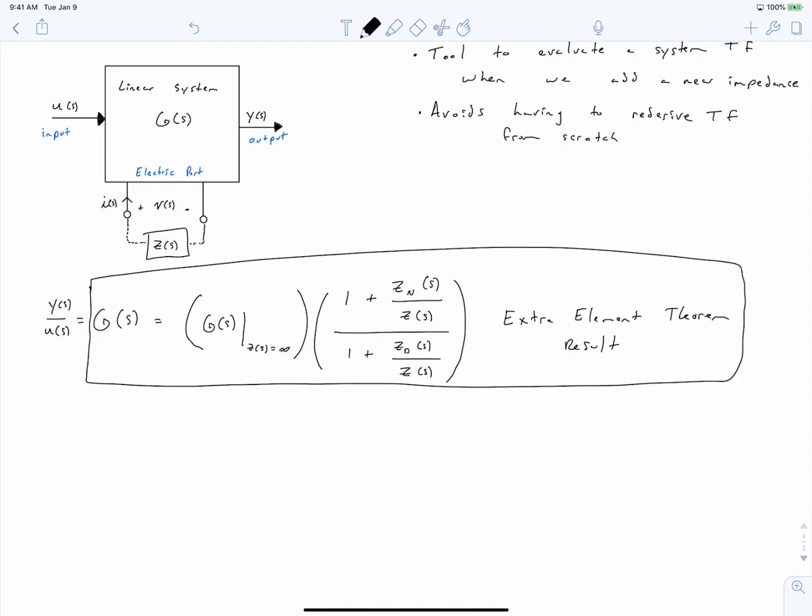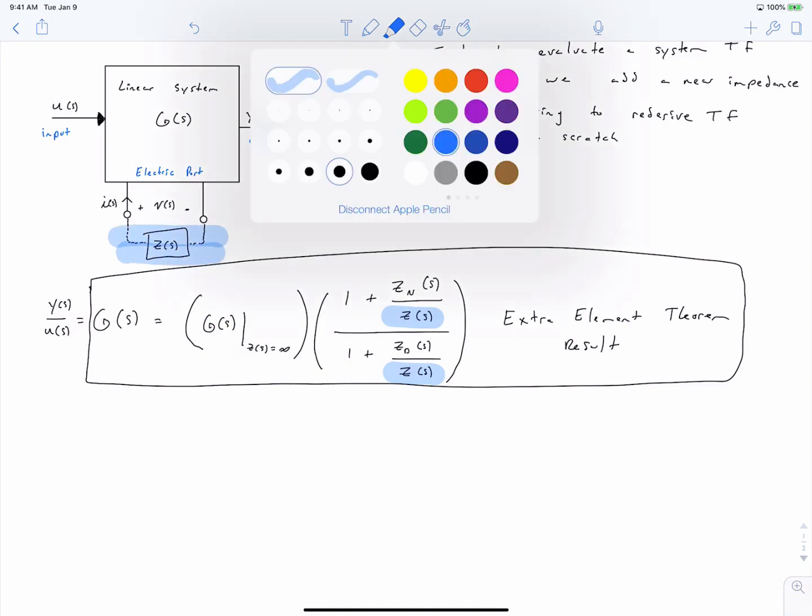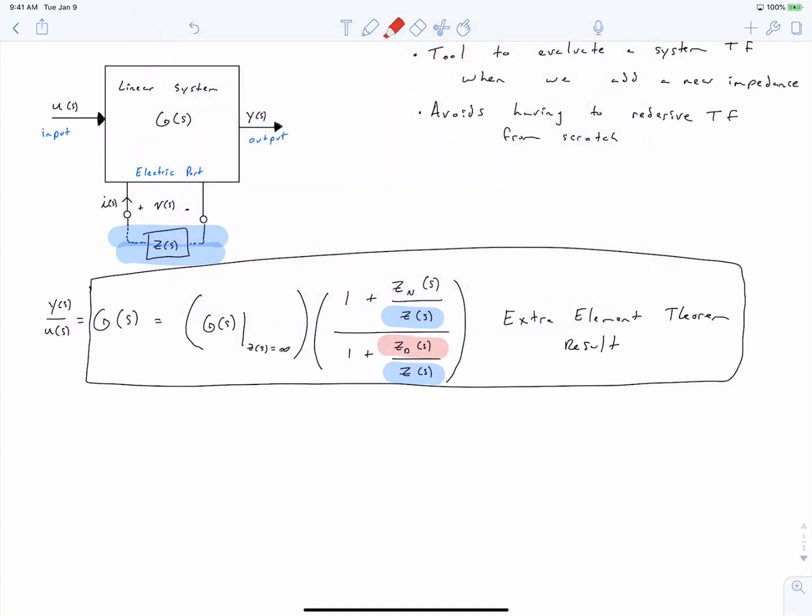Let's now define what the terms in here mean. So we already know what Z of S is. That is the impedance that we're adding at our electric port. Next question is, what are ZD of S and Zn of S? ZD of S, or just ZD, is the driving point impedance when we have a null input.